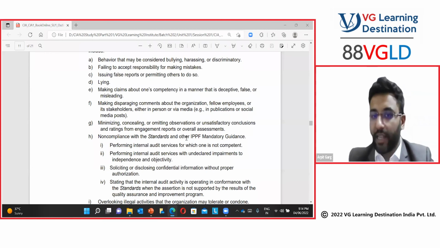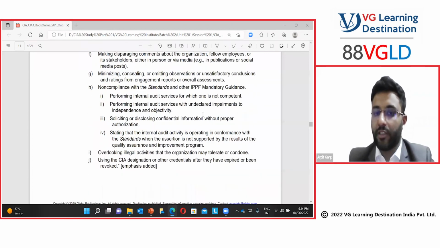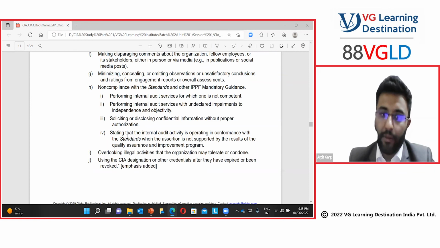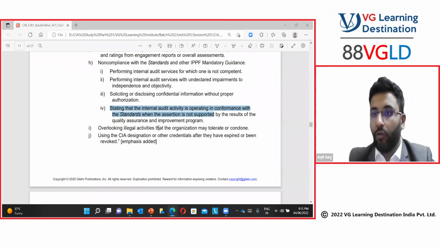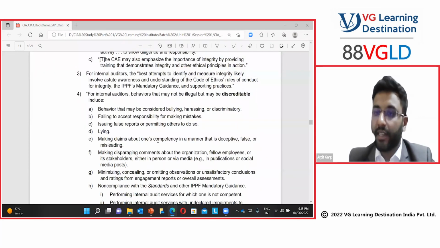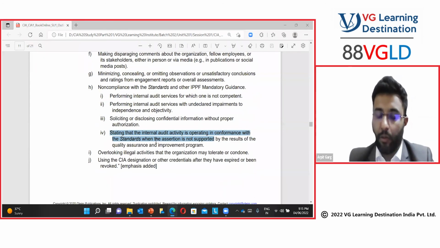Non-compliance with the standards or other IPPF mandatory guidance; performing engagement services for which one is not competent; performing services with undeclared impairments to independence or objectivity; soliciting or disclosing confidential information without proper authorization; stating that the activity operates in conformance with the standards when the assertion is not supported by the results of the quality assurance and improvement program. This is something that we'll cover in Unit 2, folks, so let's park it. Also, overlooking illegal activities that the organization may tolerate or condone, or using the CIA designation or other credentials after they have expired or been revoked. All that may be discreditable to the profession, so that's something we need to consider during violations, folks.